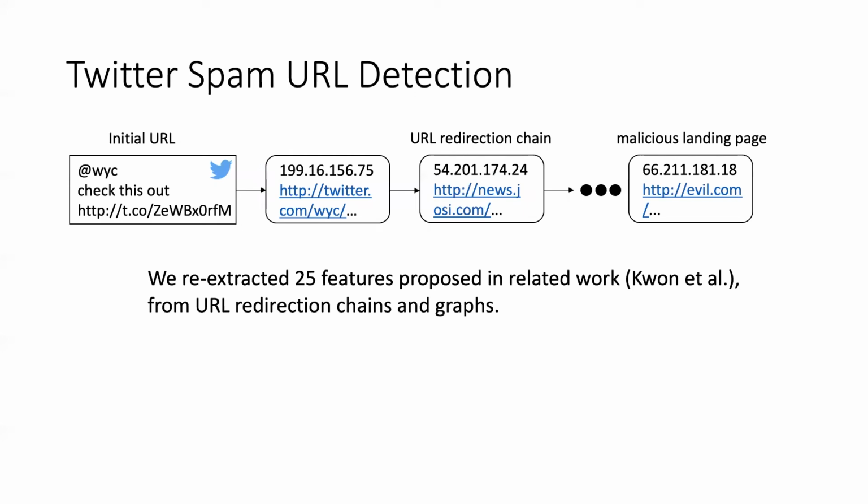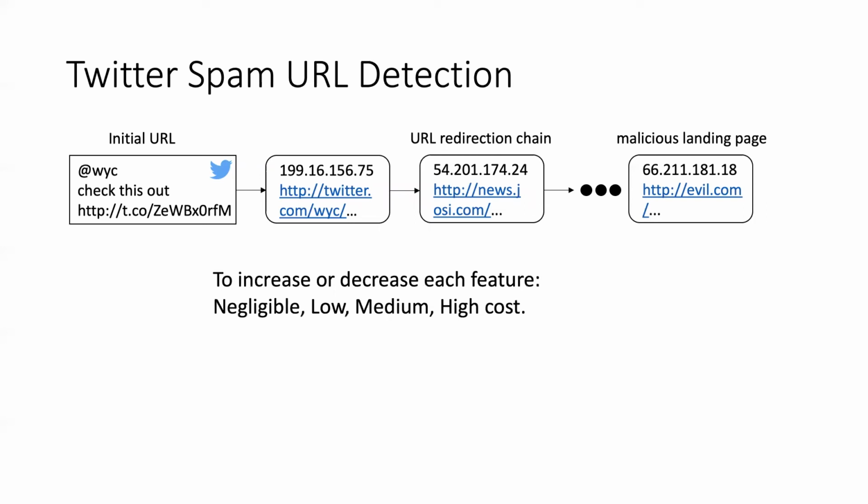A spam URL posted on Twitter is the initial URL. It will go through a series of redirections, and then the URL redirection chain will reach a malicious landing page. We extracted 25 features proposed in related work from URL redirection chains and graphs to detect Twitter spam URLs. Then we specify 4 categories of cost to increase or decrease each feature. The categories are negligible, low, medium, and high cost.